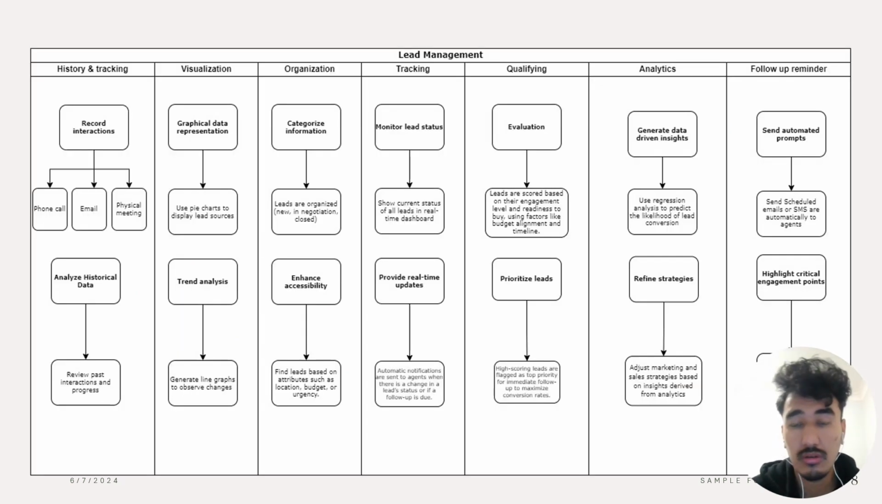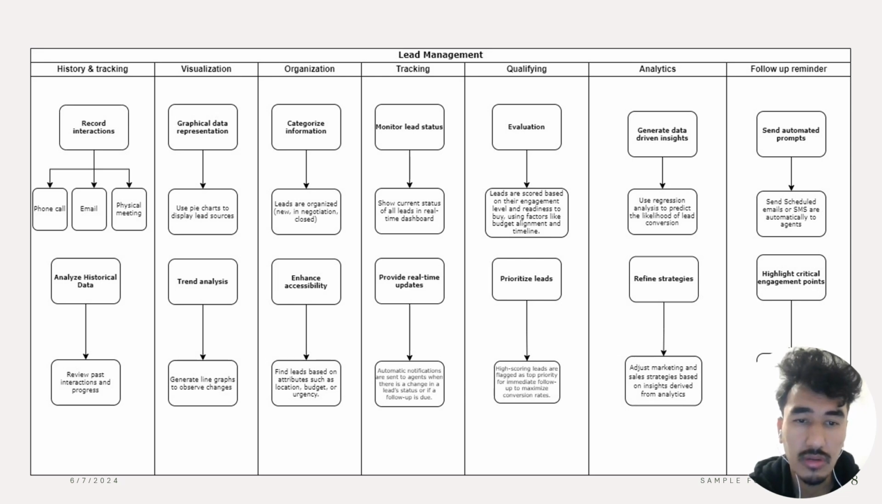Another major contribution I made in this project was creating a master diagram for CRM enhancement in lead management. So starting with the history and tracking, up to the follow-up reminder, the process ends.